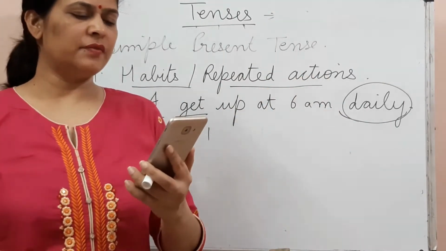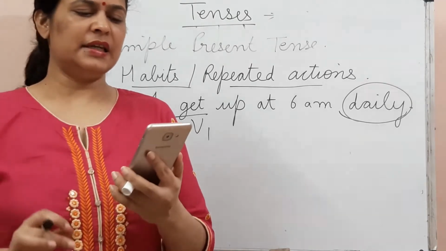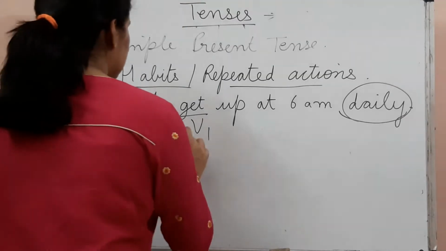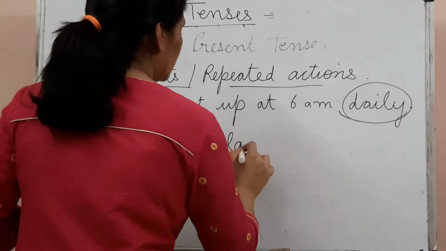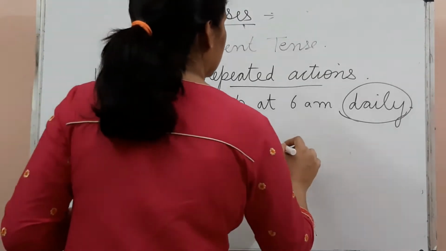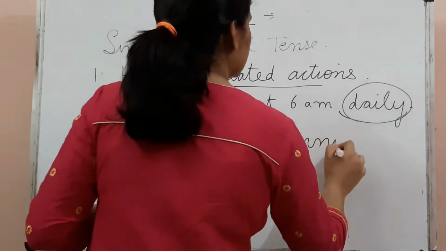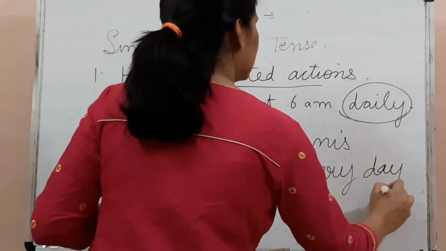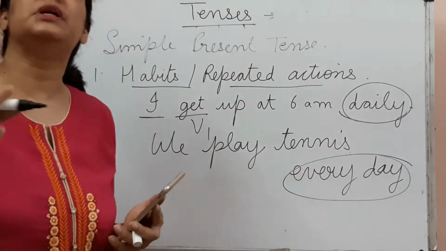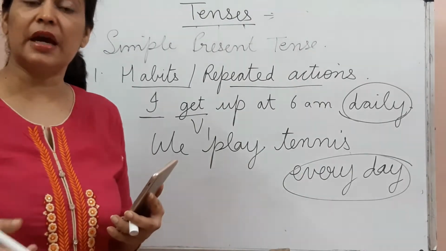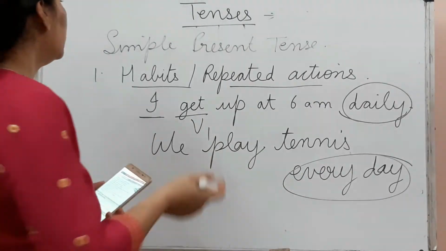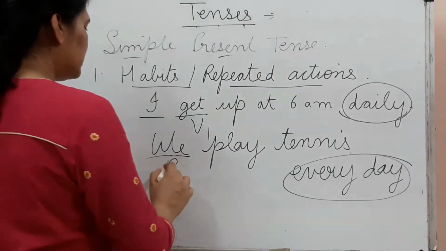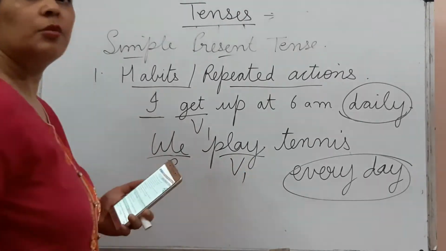What else is the example given? We play tennis every day. What is given here in your book? We play tennis every day. Now what is the word that we can pick up here? We are playing tennis, but that is played every day. So every day is telling us that this is a repeated action, and it is a repeated action daily, presently. So we are going to use the simple present tense. Again, we can see it is a plural subject, and here it is the first form of the verb.